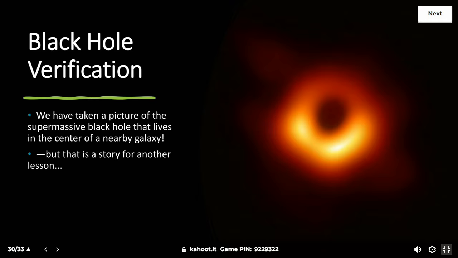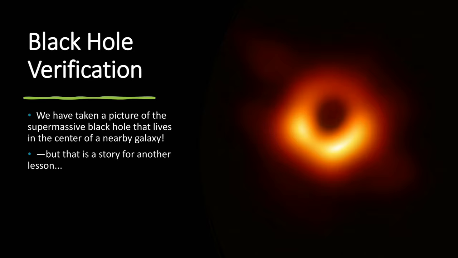And we also have now taken direct images of a black hole. So this is the black hole in the center of a nearby galaxy. So this is a supermassive black hole. And these images are taken with radio data. And when we talk about galaxies in a couple weeks, we'll come back to how we make these images for these supermassive black holes.